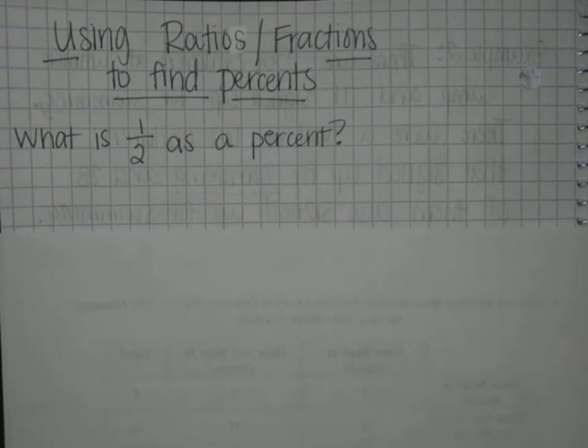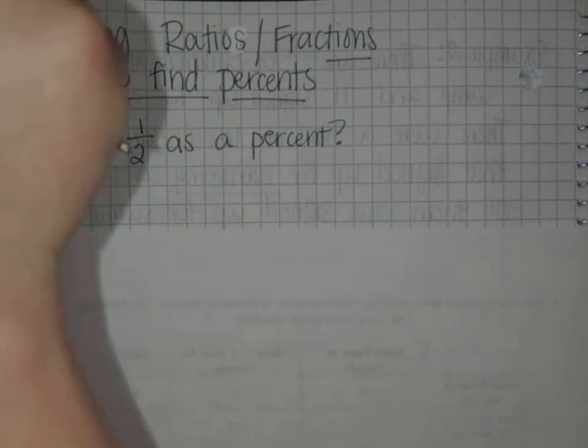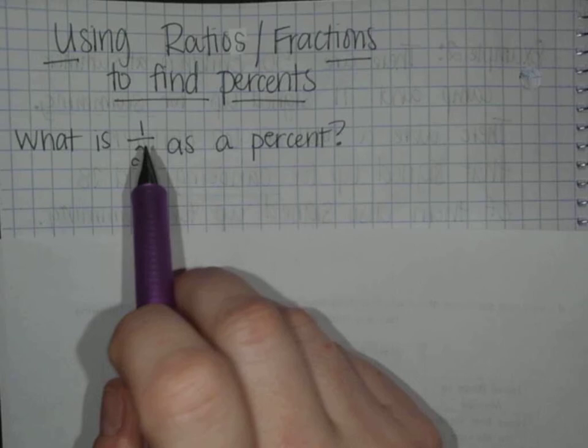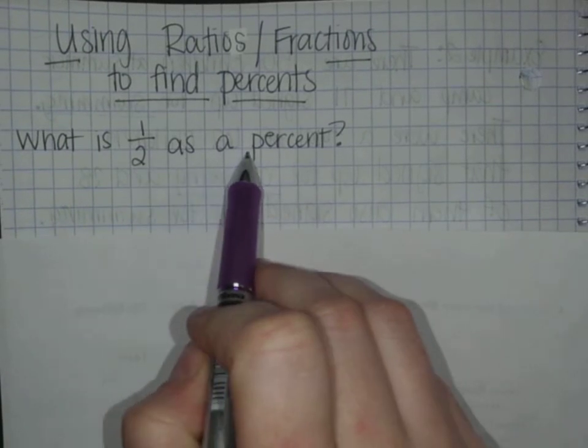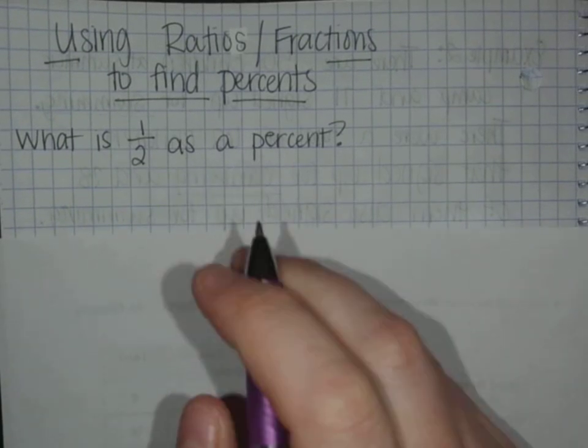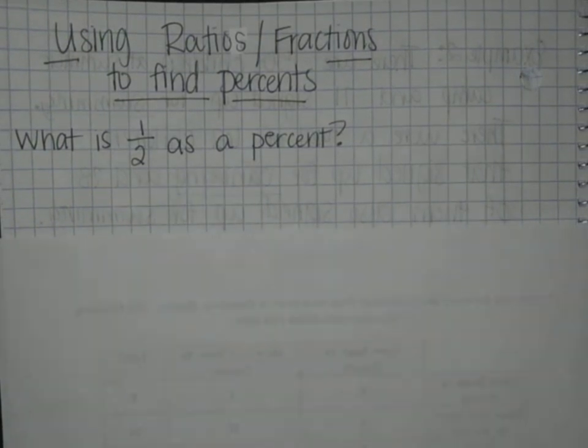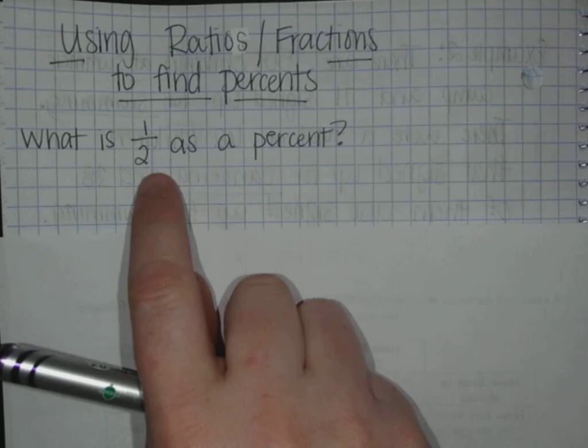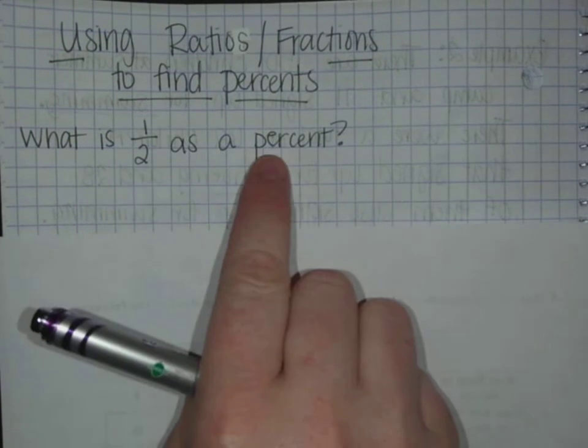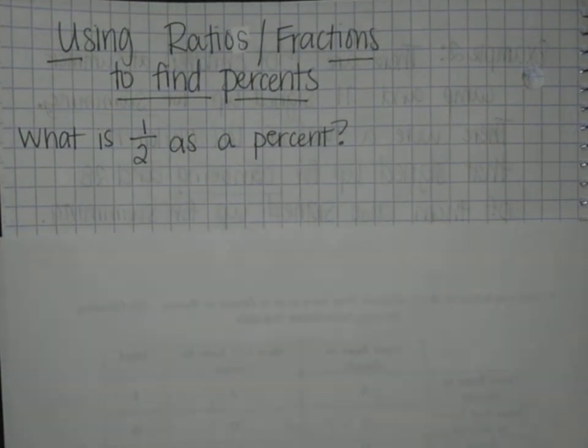Okay, so using ratios and fractions to find percents. So if I asked you what is 1/2 as a percent, so if I had half of the population, or if I had half of a group, and I wanted to know what percentage of the group, then you would just take the 1/2 and then you are going to write it as a percentage.